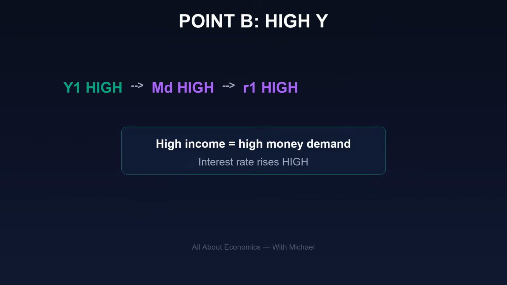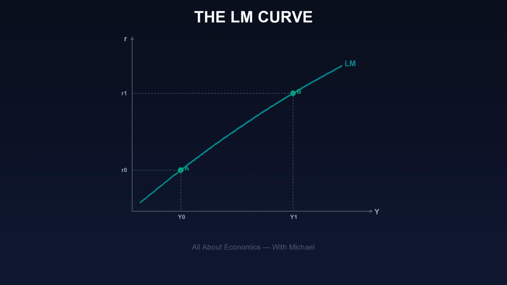Section 3, deriving the LM curve. We finally have all the tools we need to actually build this curve. Let's map this out directly. We plot point A, which represents our baseline. Low output, Y0, matched with a correspondingly low interest rate, R0.